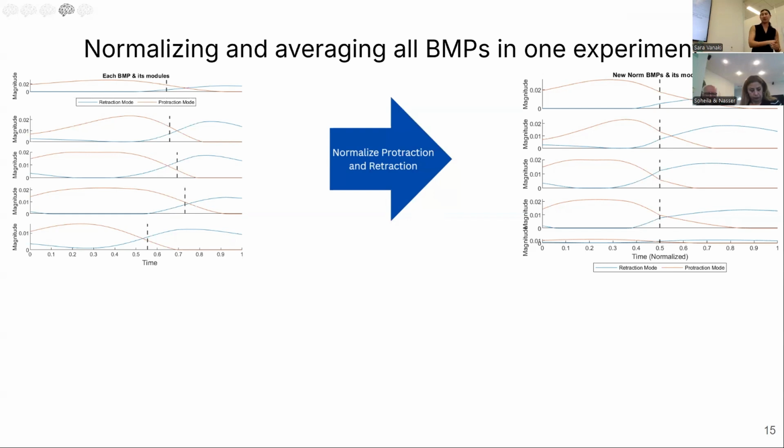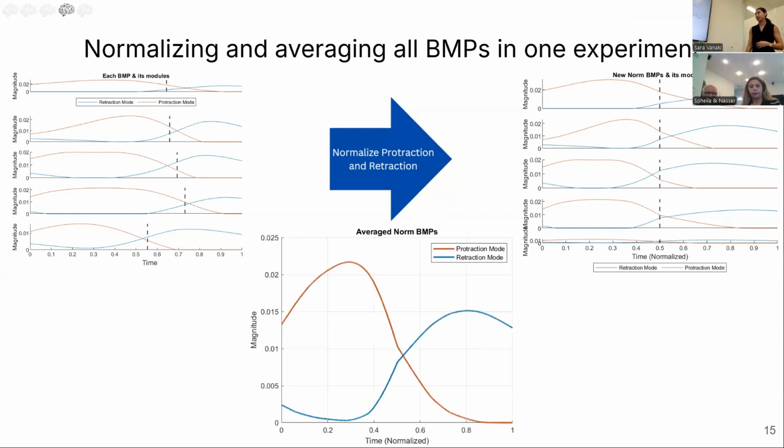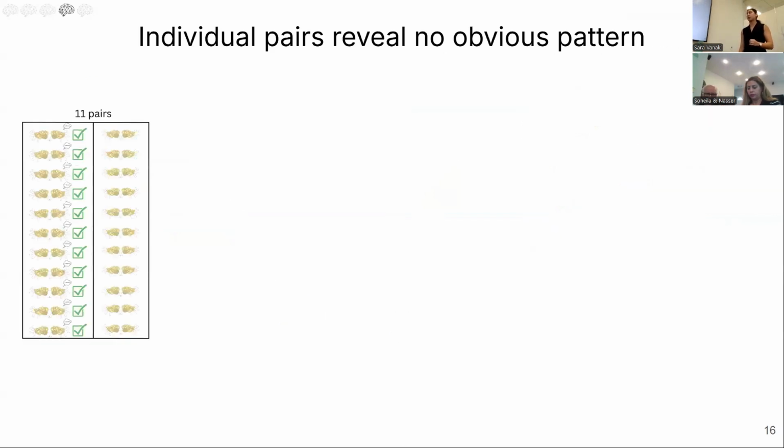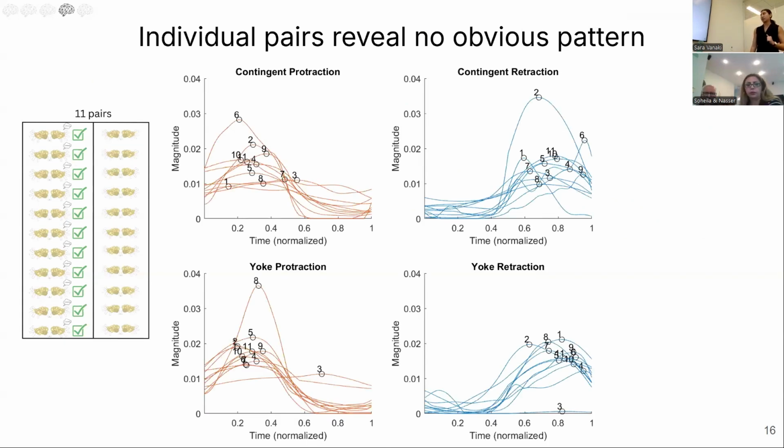But another varying part is that per experiment, there's a different total number of these patterns. So one, in this case, could have 4 or 5, and another could only have 2 BMPs. So what we do is we average all of the protraction modules and all the retraction modules so that each experiment has 1 orange line followed by 1 blue line from our NMF output. And when we do this across all 11 of our pairs of contingent and yoke, this is the breakdown.